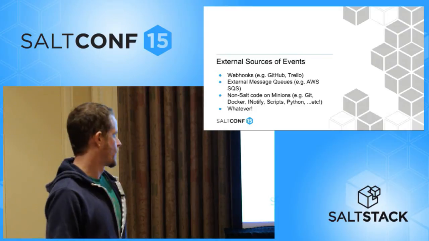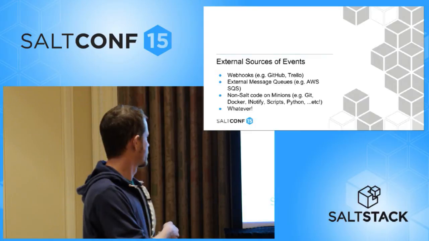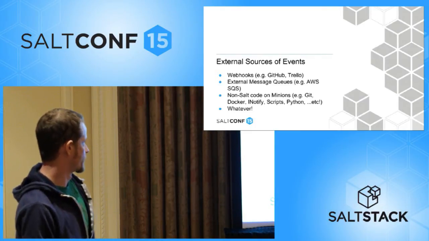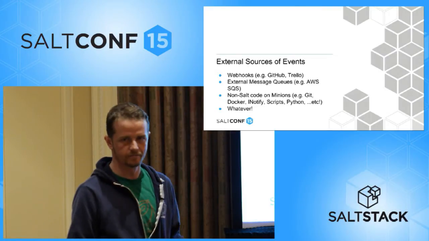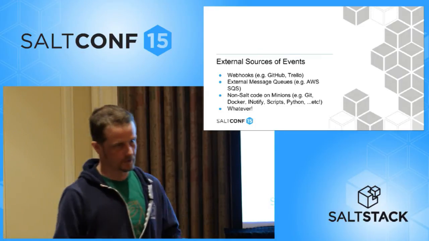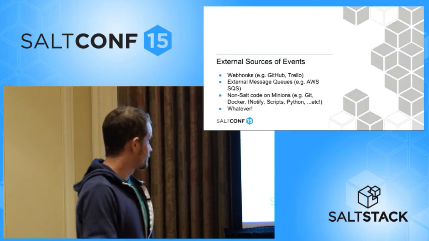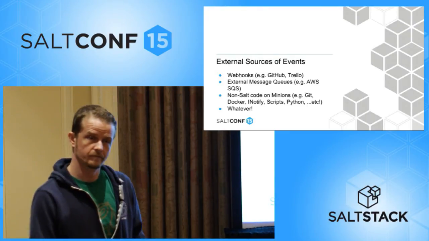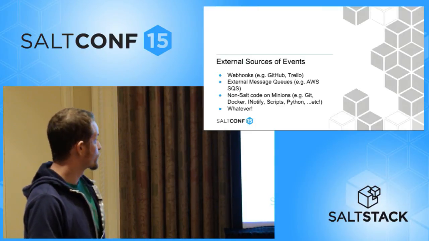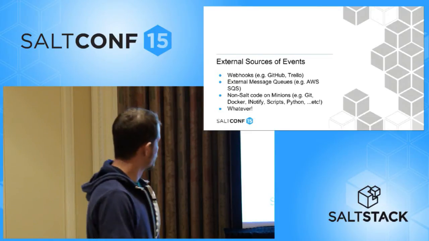You know, you could also use Rabbit or whatever. If you have some message queue already that you're pushing stuff to, then this makes a lot of sense. And then, of course, any non-Salt code running on any of your minions is another nice source of external events. If you have Git repos just on the minion, you can put little hooks in those repos. Docker has events. inotify, you know, if files are modified or created. Bash scripts, any kind of Python code you want to do. And, you know, whatever else.